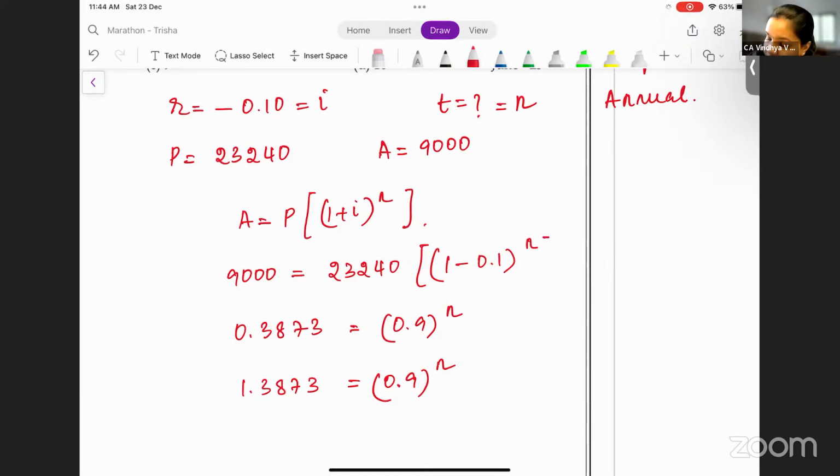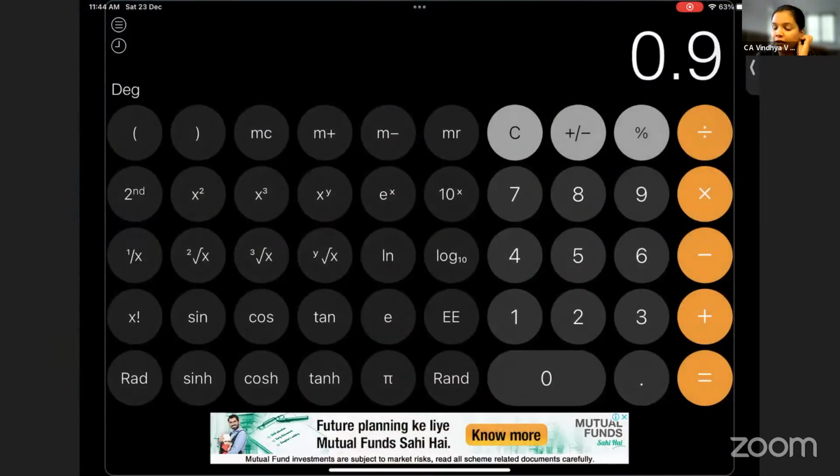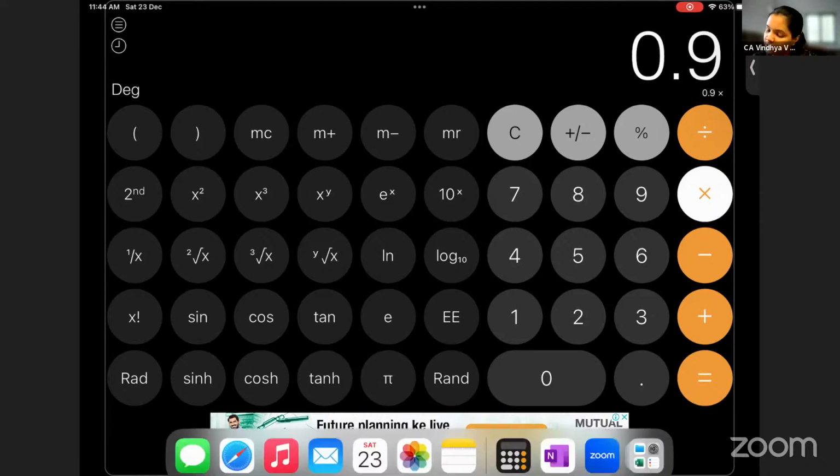So here you have P into 1 plus I to the power N. So you have 0.9 to the power N. Now, 0.9 to the power how many times is 0.387? So take 0.9 in the calculator, everyone. Press 0.9 in the calculator, then into, is equal to, into once more, is equal to, and count the number of times until you get the answer 0.387, correct? That is what you have here.